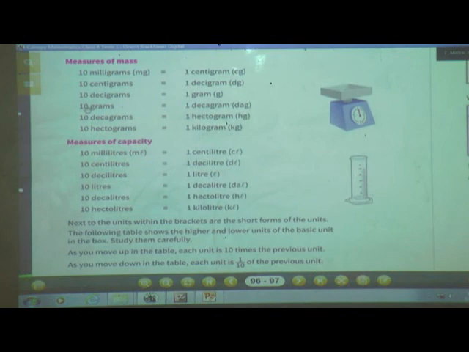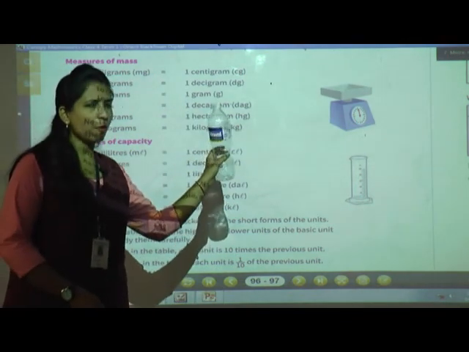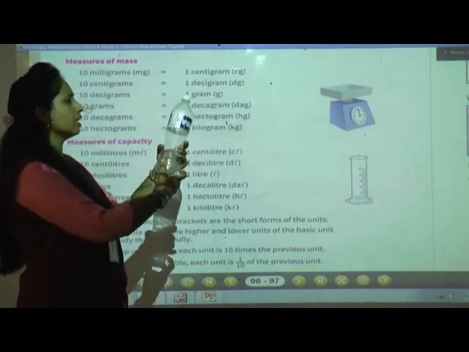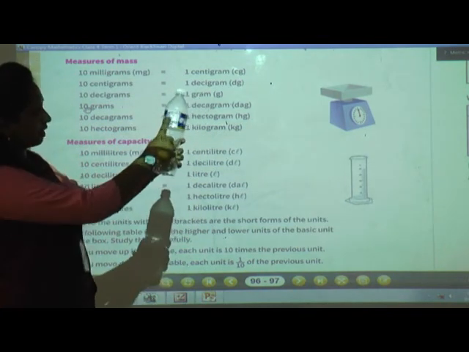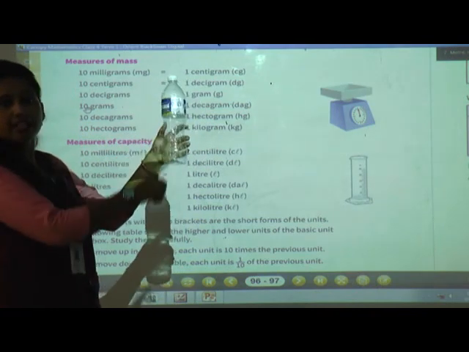measures of capacity. Now what is measures of capacity, students? Can you tell me how we measure? Did you observe the bottles at home? You do have bottles, water bottles? Did you observe? They used to give the capacity of the bottle. See, can you see here? 1 liter. This bottle capacity is 1 liter.